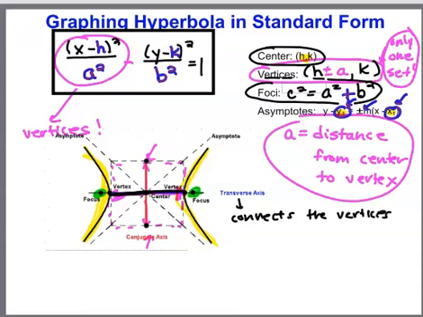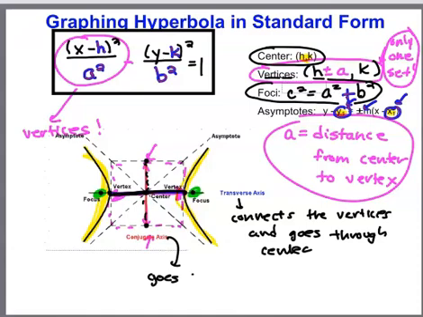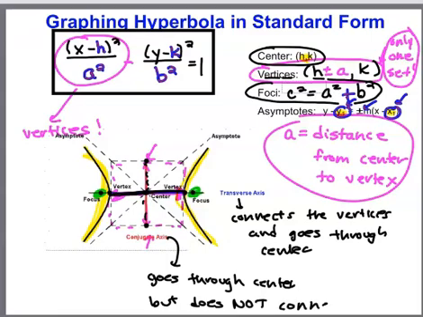Okay. The conjugate axis goes through the center, just like the transverse. So I guess we should say that also with the transverse: it connects the vertices and goes through that center. The conjugate axis also goes through the center, but does not connect the vertices. All right, so this is the one that connects the vertices.